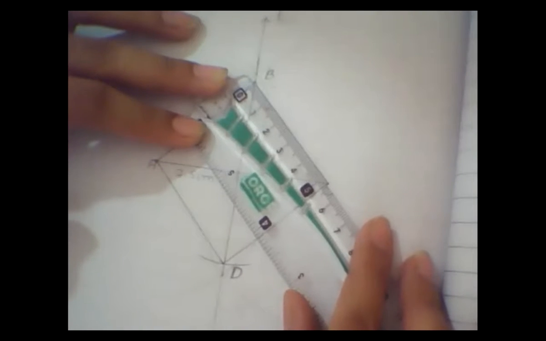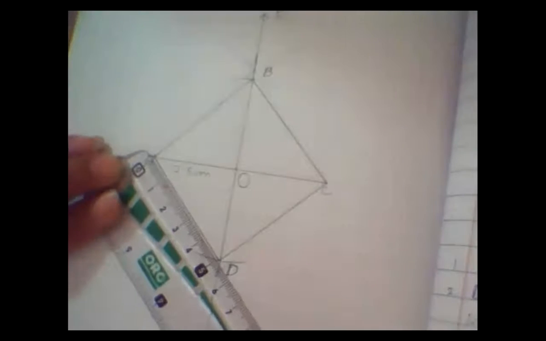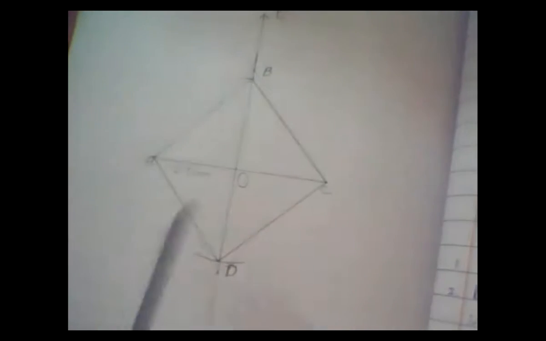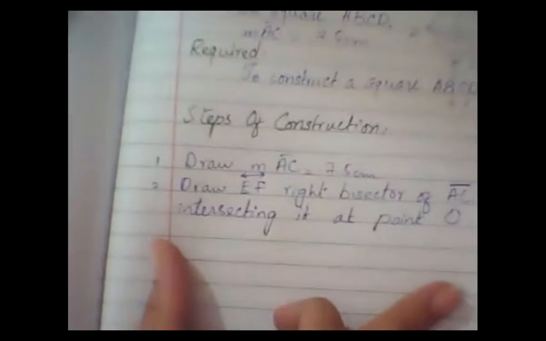Your AB must be equal to your BC, and your CD, all the segments are equal. Okay, approximately AB, BC, CD and DA are equal to 5.1 centimeter. That means your diagram is correct. Your AB, BC, CD and DA must be equal because it's a square. All the line segments must be equal.